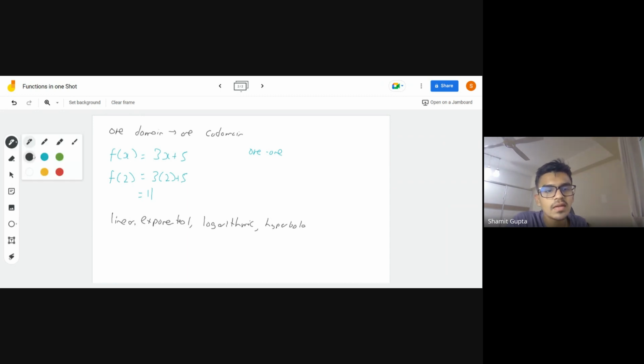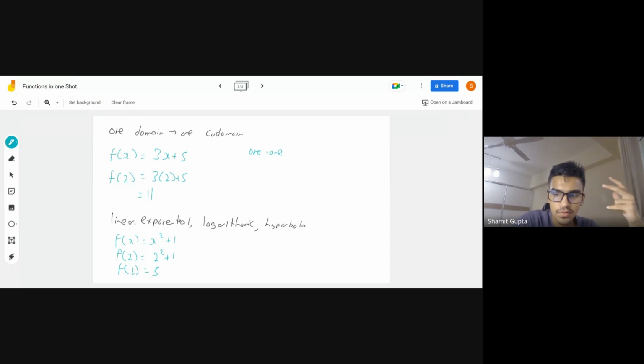Then there's this thing called many-to-one. Let's take an example. f(x) equals x squared plus 1. Suppose I take 2 again. I'll get 2 squared plus 1, which is equal to 5. Now, let me ask you the same questions. Is it possible to get 5 with any value apart from 2? So 2 is giving me 5. Can any other number give me 5? You'll figure out, yes. -2 will also give you 5.